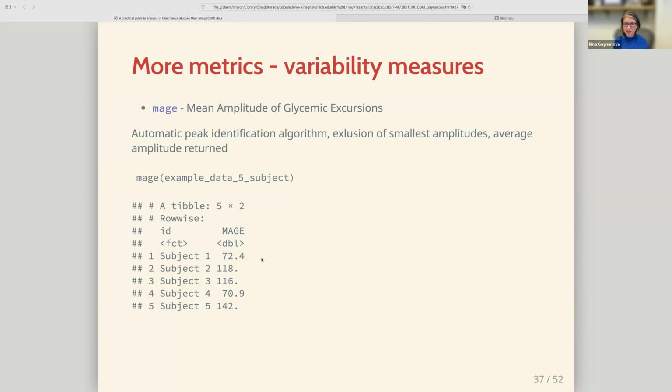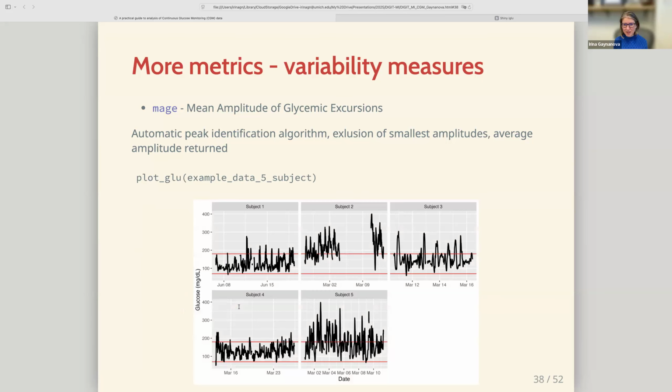And this is just what it does for the subjects in our study. You can see the fifth one here has the largest value, so that's basically an average excursion size of 142 milligrams per deciliter. That's pretty high. And this is the data, so you can visually see what it does. It said that subject 5 had the largest excursion magnitude, and you can see that this is true. They have the largest deviation in terms of where they start and where they end over those excursions.